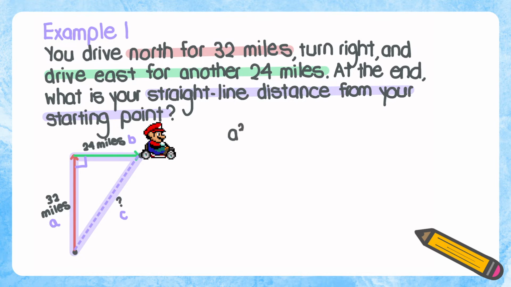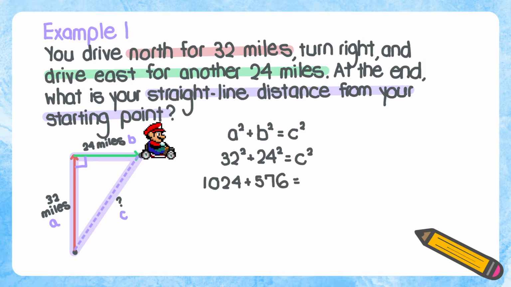So let's solve for C using the Pythagorean theorem. A squared plus B squared equals C squared. We know A equals 32. So 32 squared. B is 24, so 24 squared. And you can use a calculator. I definitely did. So 32 squared equals 1,024, and 24 squared equals 576. Let's add the values together. We get that 1,600 equals C squared.